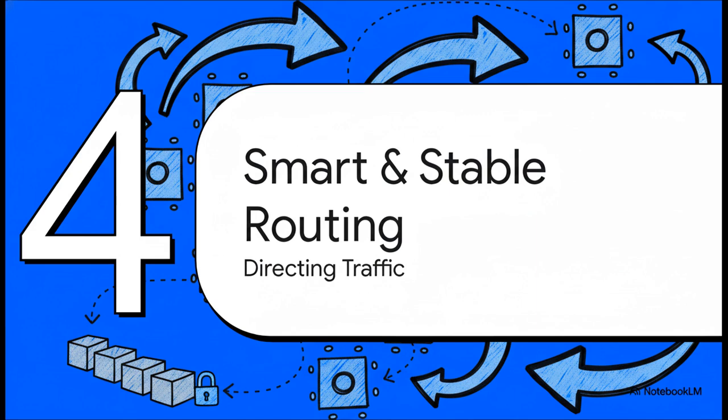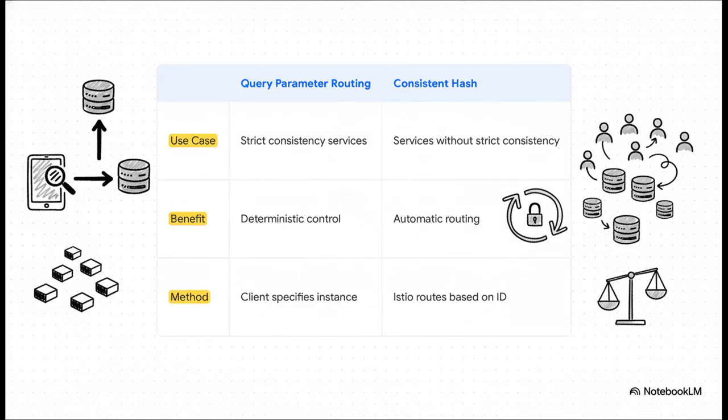This is really important for services that hold on to some kind of state, maybe like an in-memory queue. You need to be sure that related requests always land on the same pod. Now, STC Lab actually uses two different strategies, which is pretty cool.